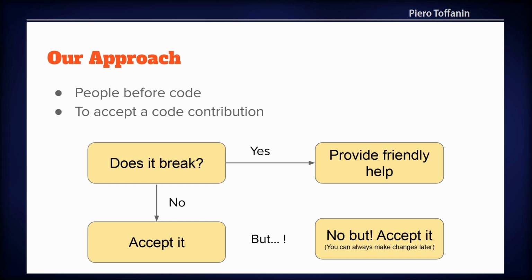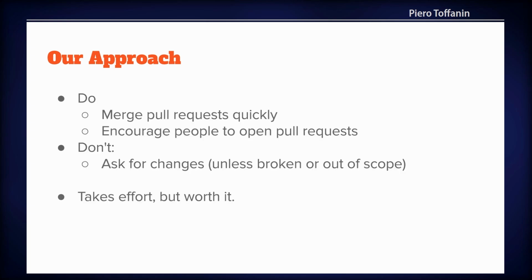In general, we follow a simple flowchart. Does it break? No? Accept it. But? No but. You can always make changes later if needed. If it does break, yes, we will ask you to try to fix it, but we'll help you along the way. So our approach has been mostly to merge pull requests quickly.